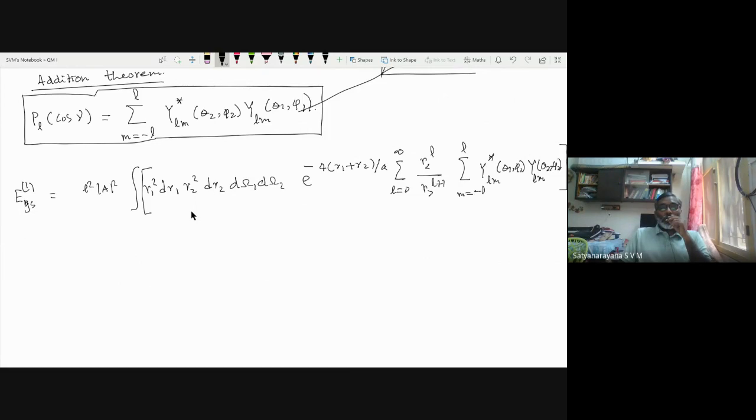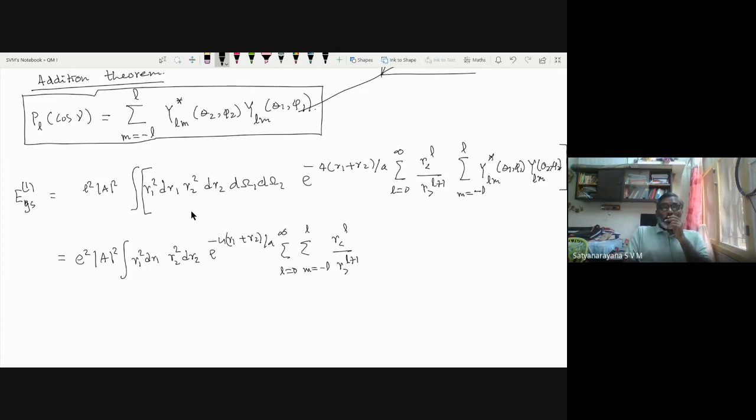Now only the simplification will occur. Okay, so now assume that there is, so I'm going to write this in this fashion: mod A square integral R1 square dR1 R2 square dR2 e to the minus 4(R1 plus R2)/A, and sum over L equal to 0 to infinity, sum over M equal to minus L to plus L, R less to the L by R large to the L plus 1.